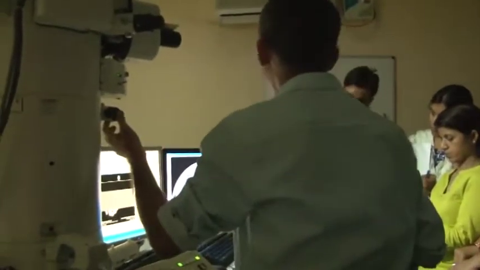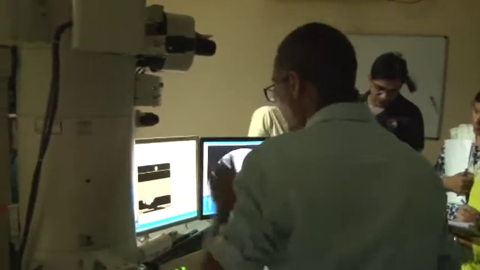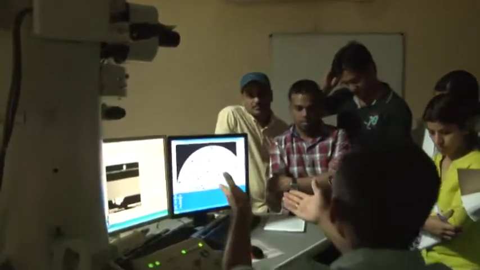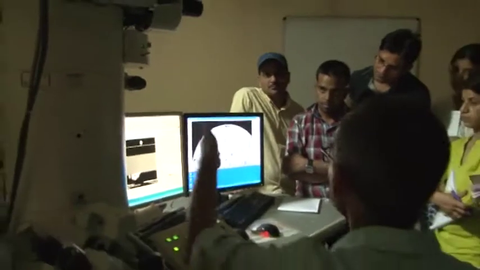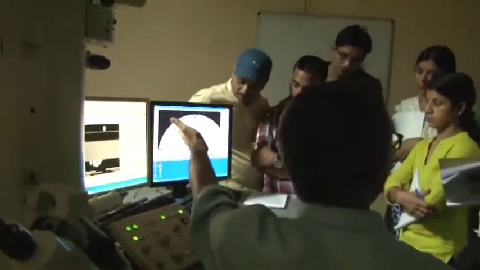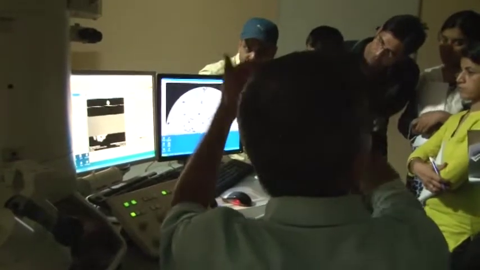So this is the selected area aperture, and you see that this selected area aperture is inside the first intermediate image plane, and that's why when I put it like an image, I see it. Otherwise, I shouldn't have seen it, but I see it because it's in the same plane as the sample.